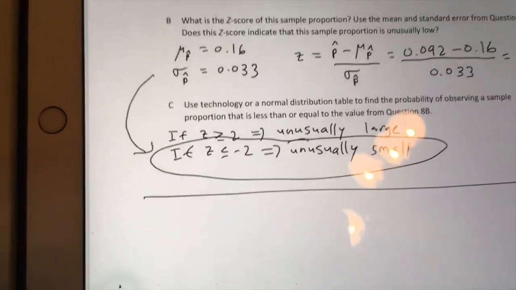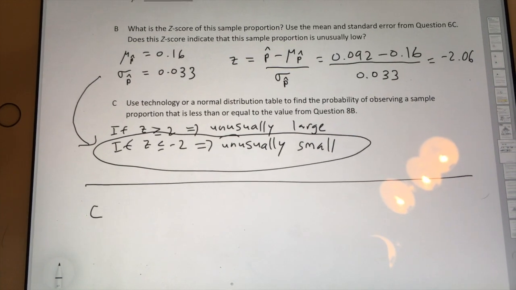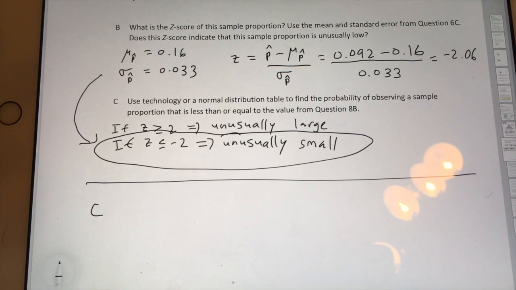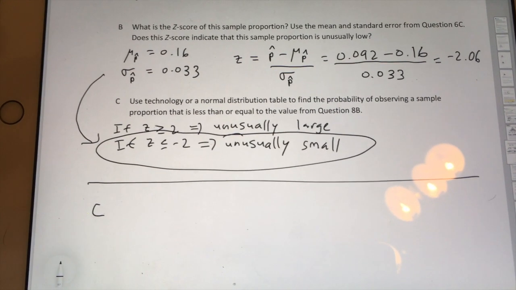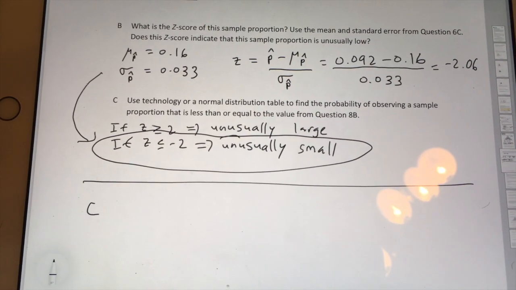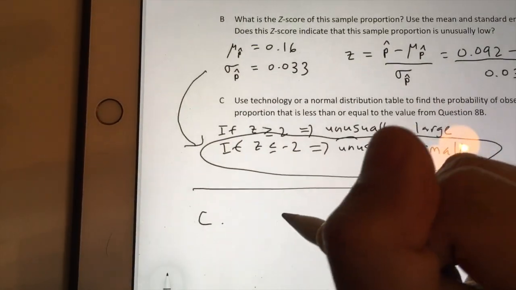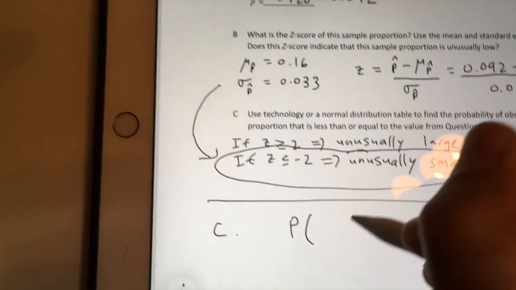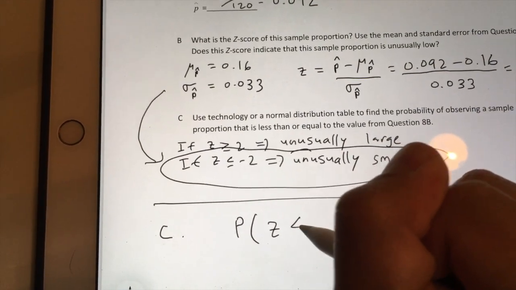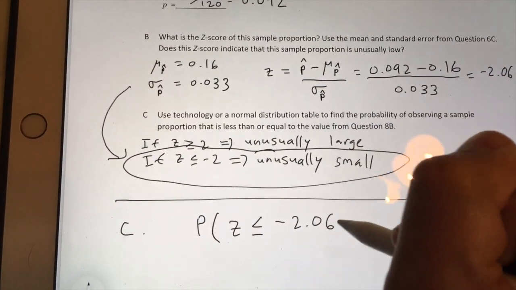So that's part B. I'm going to answer part C below here. Part C says, use technology or a normal distribution table to find the probability of observing a sample proportion that is less than or equal to the value from question 8b. Okay, so what are we trying to do here? What we want to do is find the probability that our z is less than or equal to -2.06.